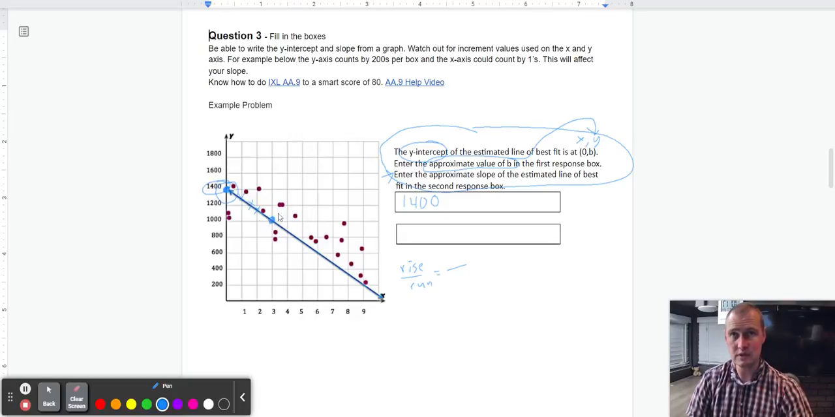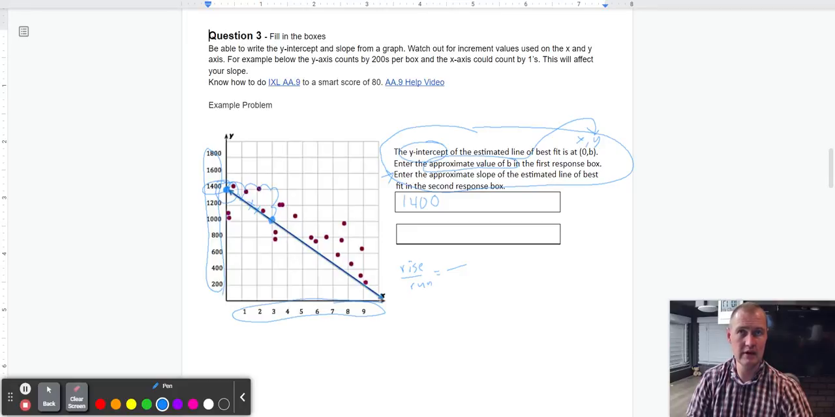Now, if you're thinking, oh, well, the slope is 2 over 3, you would get this question wrong. So be careful. Do not count the boxes on the graph because you would get this wrong. What you need to do is look at something called the increments that are posted in the x values and their increments posted in the y values. Notice that they are not the same.